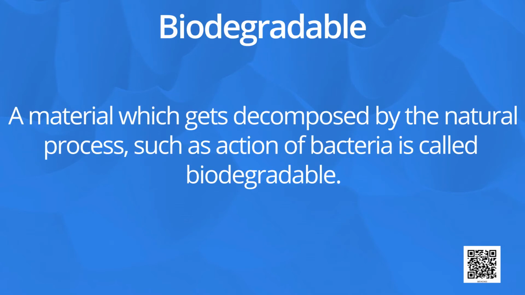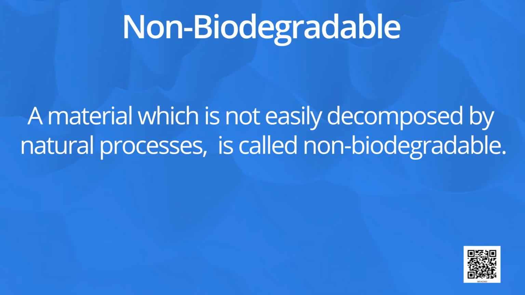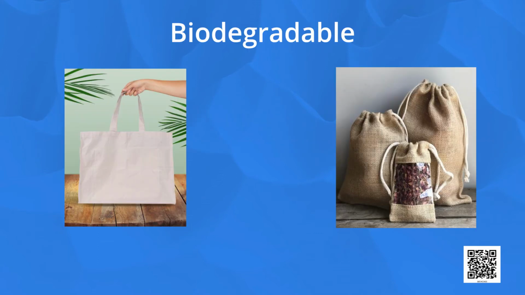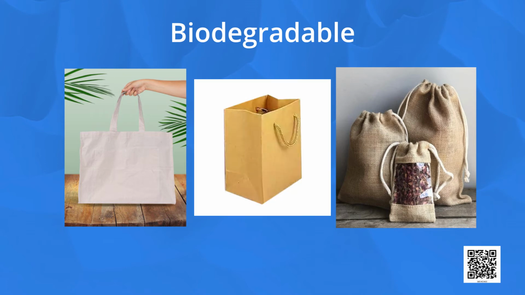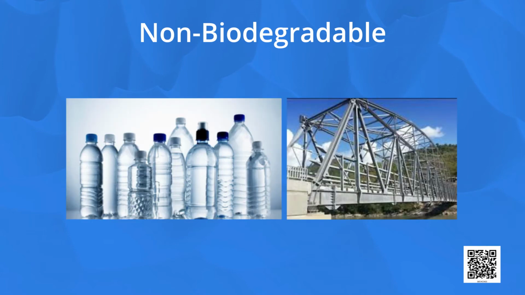A material which gets decomposed through natural processes such as the action of bacteria is called biodegradable, and a material which is not easily decomposed by natural processes is called non-biodegradable. Examples of biodegradable materials are bags made up of cotton or jute and paper bags. Examples of non-biodegradable materials or things are plastic and metallic materials.